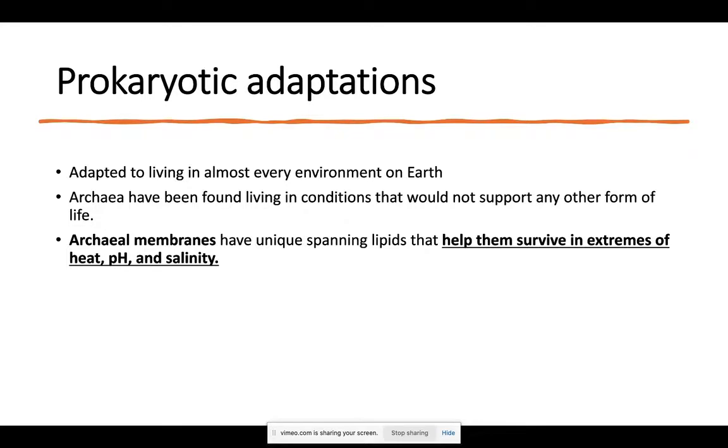But essentially, the archaea were able to live in these extreme environments. And this is actually an important point that I want you to make note of. This will be on the exam. They were able to survive in extremes of heat and pH and salinity. And it was due to this spanning of the lipids that they had that made them able to survive for such a long time.